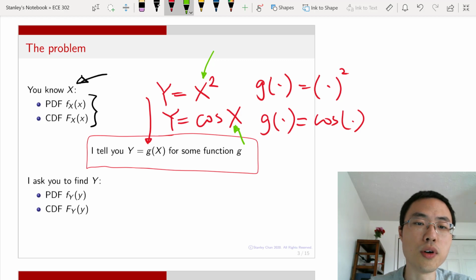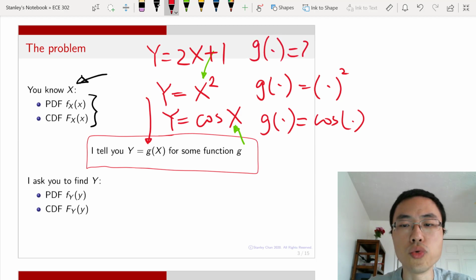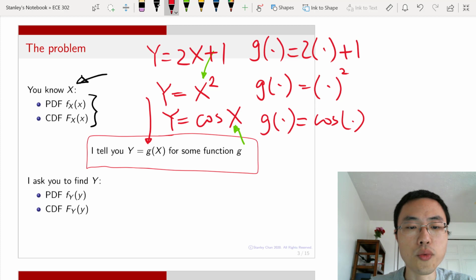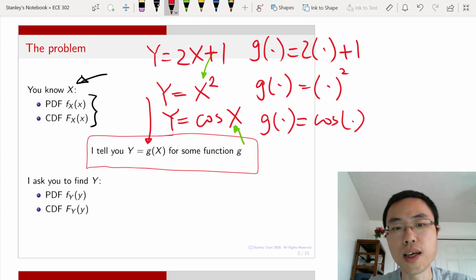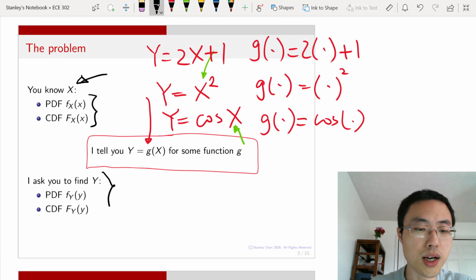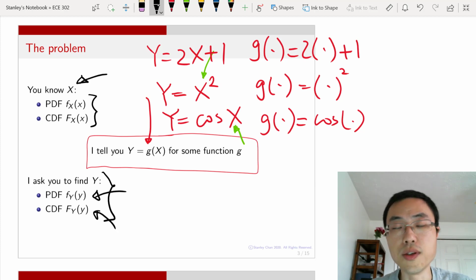In data science problems, you will also encounter many different kinds of transformations. For example, y equals 2x plus 1. What is it? Well, in this case, g will be equal to 2 times something plus 1. This is just a linear transformation of some random variables. That could happen in a data science problem easily. So knowing that, we have this transformation, and in many cases, we are not just interested in knowing the PDF, CDF of x. We want to find the PDF or CDF of y. That's the problem of this transformation of random variables. And so your task is to find, as I said, the PDF and also the CDF of the new variable y.